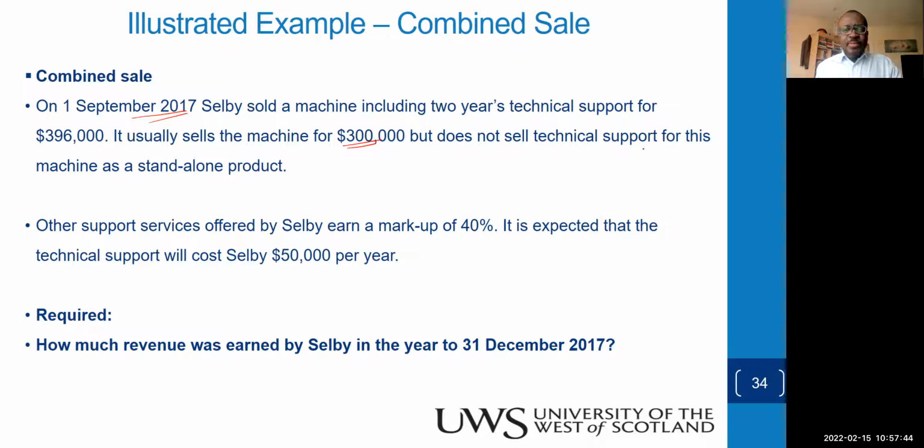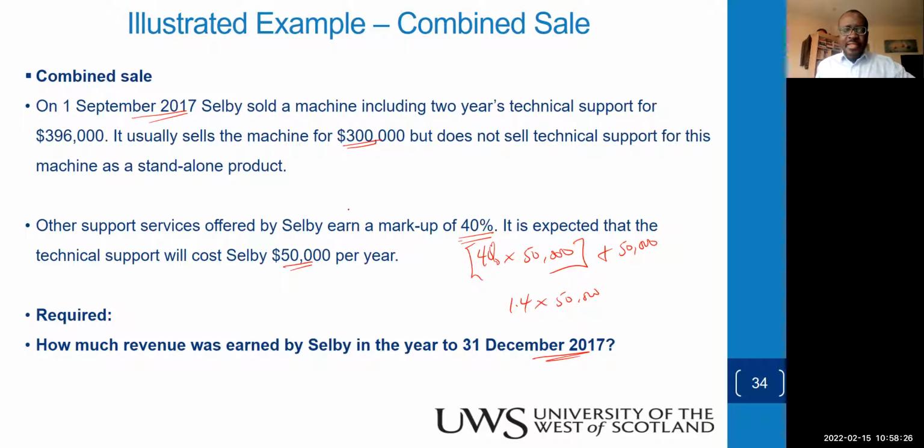But it does not sell technical support for this machine as a standalone. So you buy it and I'll add the technical support and give it to you. Other support services offered by Selby would actually attract a markup of 40%. It is expected that technical support would have cost Selby $50 a year. So you would have realized that if it was a full year, then we need to find 40% of the 50 and then add it to the 50, or simply 1.4 times the 50. How much revenue should they recognize at 31st December?